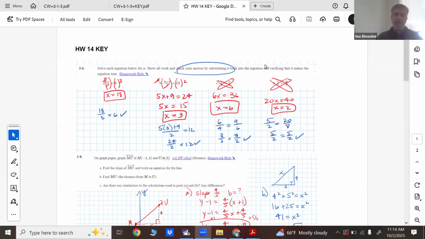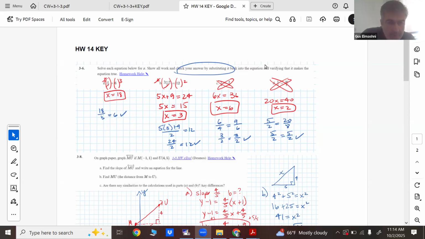Okay, cool. All right. So, questions on the homework you want to ask about? For 3-6, do you see how that process works? You want to undo the fractions. To undo fractions, you multiply both sides by the denominator.